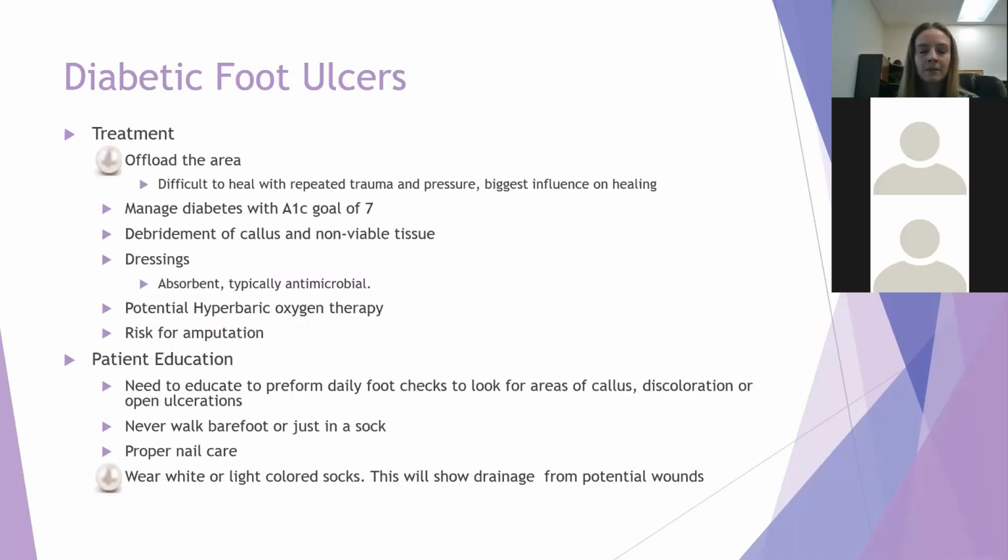Biggest thing for treatment, offload the area. They're difficult to heal with repeated trauma and pressure, and that's the biggest influence on healing. To manage the diabetes, try and get an A1C goal of 7. You're going to want to debride callus and non-viable tissue. The dressings that you'll most frequently use are absorbent and typically an antimicrobial, a lot of times an iodine-based dressing. Depending on how bad the ulcer is, there's a potential for hyperbaric oxygen therapy, and as always, there's a risk for amputation for those people.